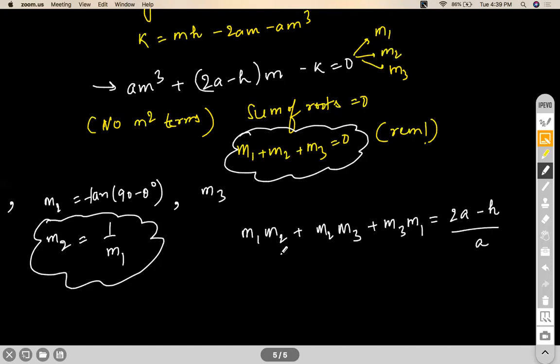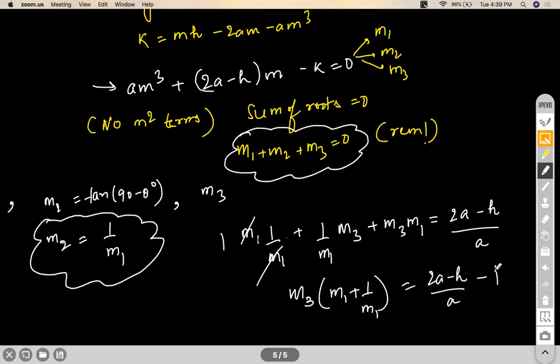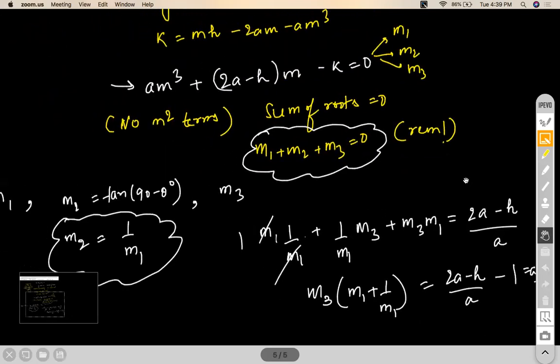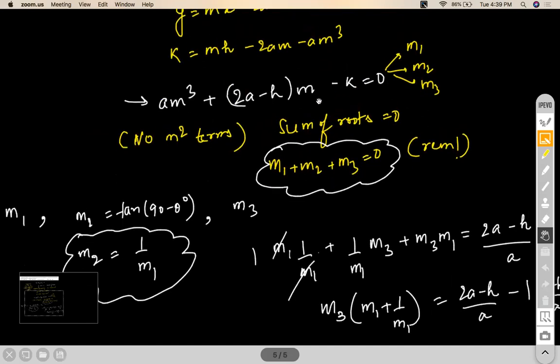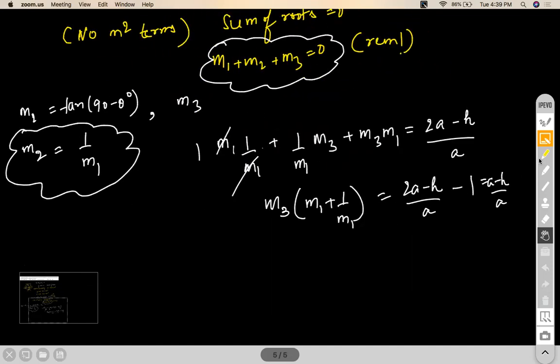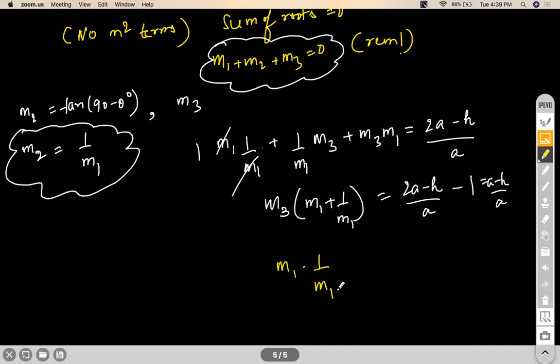Correct? So here I can do one simple activity. I can replace M2 with 1 by M1. So this will become a 1 anyways. And I can take M3 common from here. I'll get M1 plus 1 by M1 is equal to (2A minus H) by A minus 1, which actually becomes (A minus H) by A. Anyways, then the second equation I can write is the product of the roots, which is minus K by A. So the product of the roots M1 M2 M3 is equal to minus K by A, which clearly leaves us with M3 being equal to minus K by A.